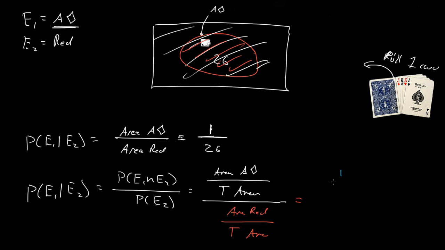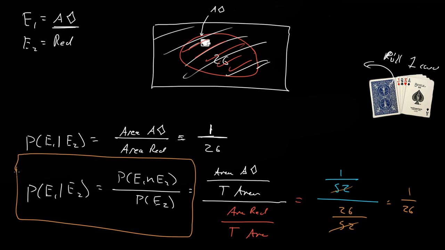So what's the probability of getting an ace of diamonds? Well, that's 1 out of 52, divided by the probability of getting a red card, which is 26 red cards out of a total of 52. Notice the 52 cancels, and we get 1 out of 26. And this equation right here is relatively useful. It doesn't seem useful right now, but later on we can use it to solve for the intersection. That's actually what you use it for.